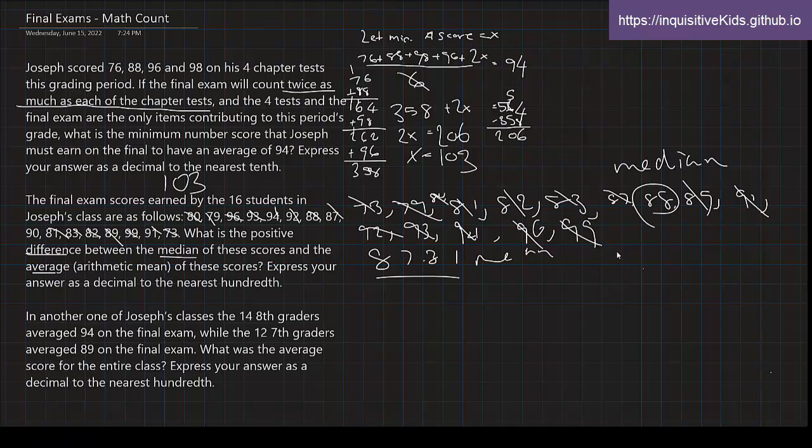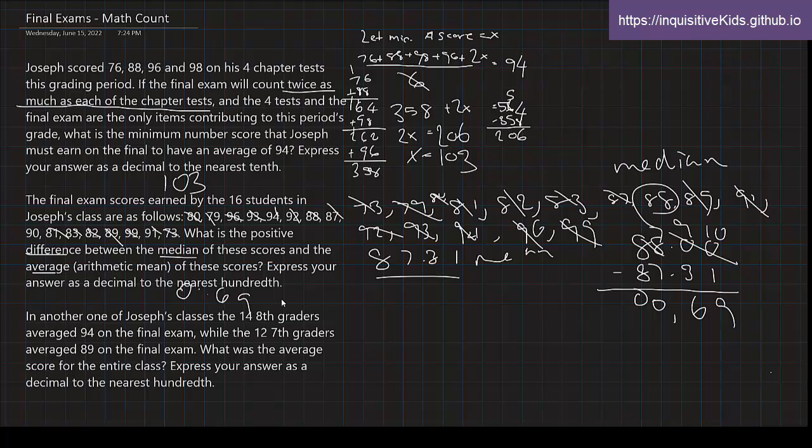Now we're going to subtract, and 88 is the larger one, so we're going to subtract 87.31 from 88.00. So over here we got 10, 9, 6, 0, 0. So the positive difference between the median of these scores and the average would be 0.69 rounded to the nearest hundredth.